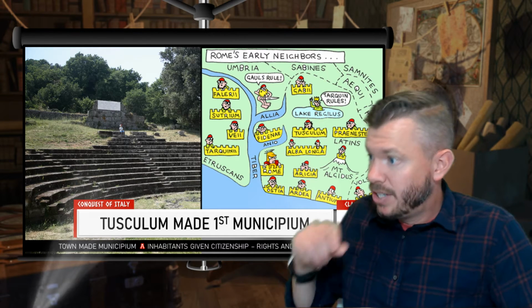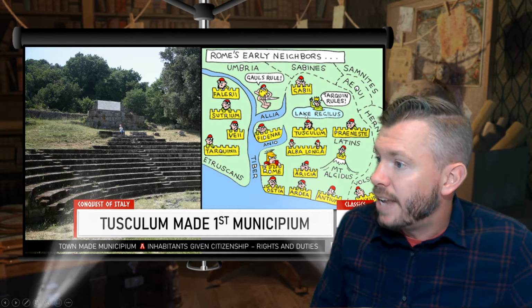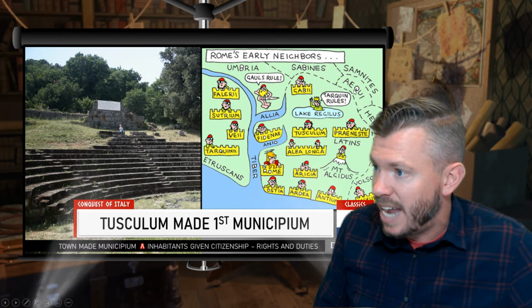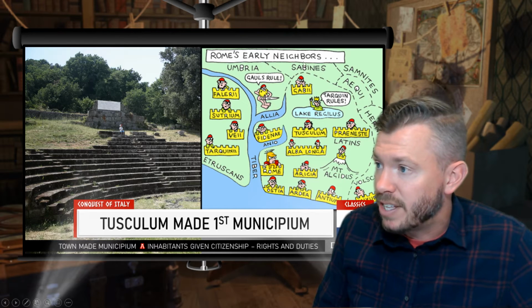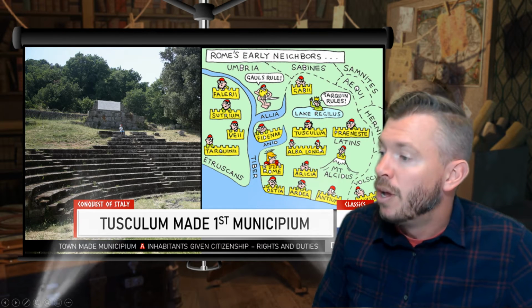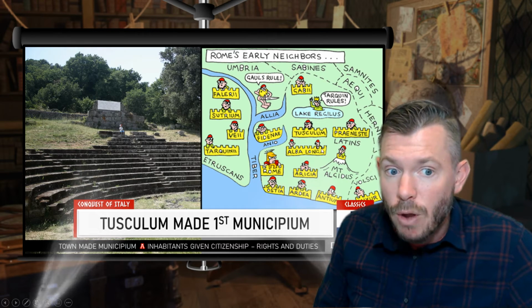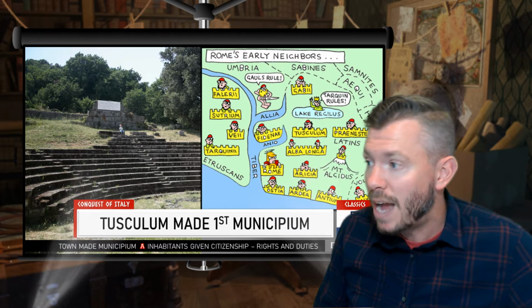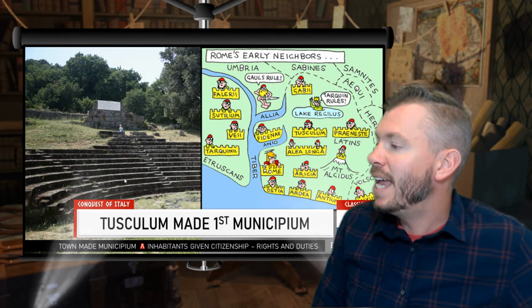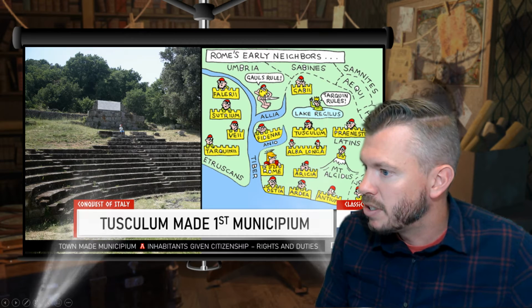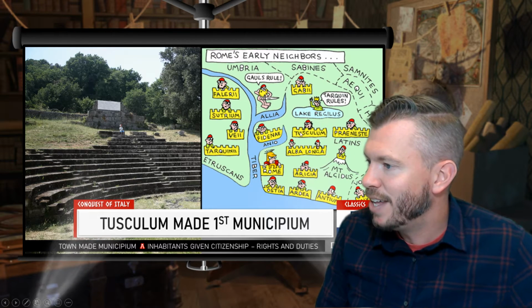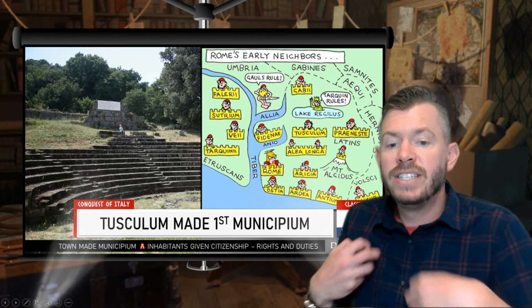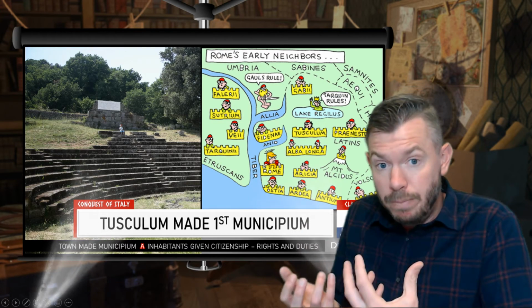Now, what Rome does after that is they get back on their horse and they start conquering again. And so what we end up seeing is they start taking over all these different little areas. We saw them fight the Aequi earlier. That's where Cincinnatus comes in. We saw the conquest of the Sabines earlier, and they're brought to Rome. We heard the story of Alba Longa going into Rome under Tullus Hostilius, with the Battle of the Horatii and the Curiatii. And Tusculum, one of these other towns, where is Tusculum? There it is. They are made the first municipium. And this is where we get our word municipality.